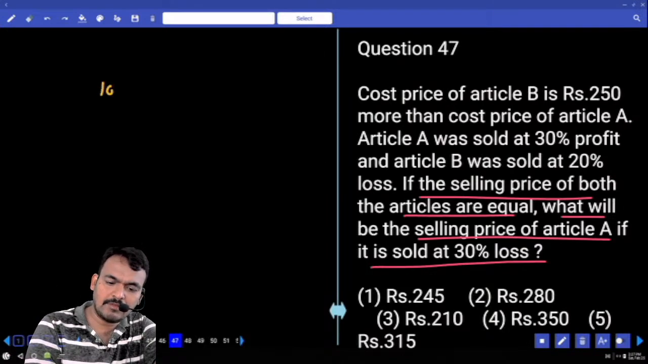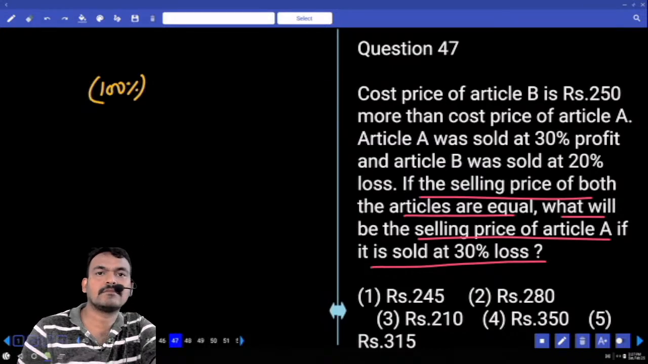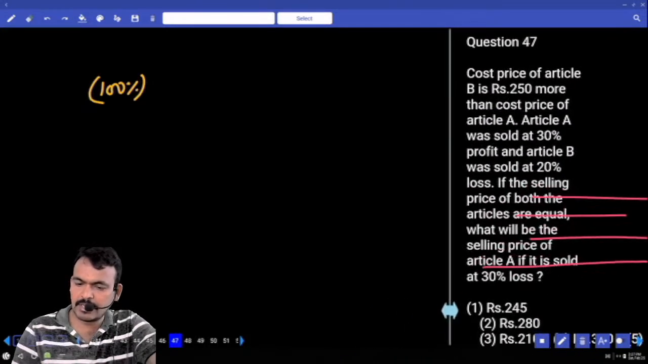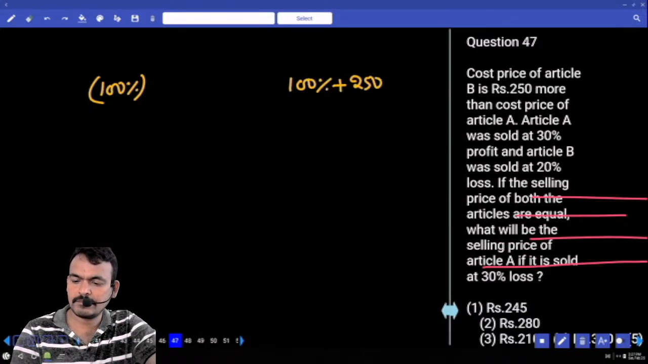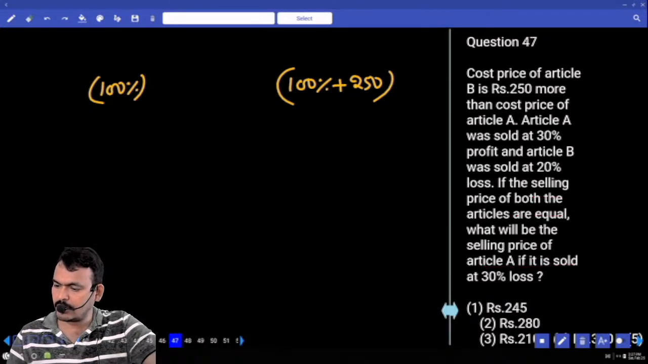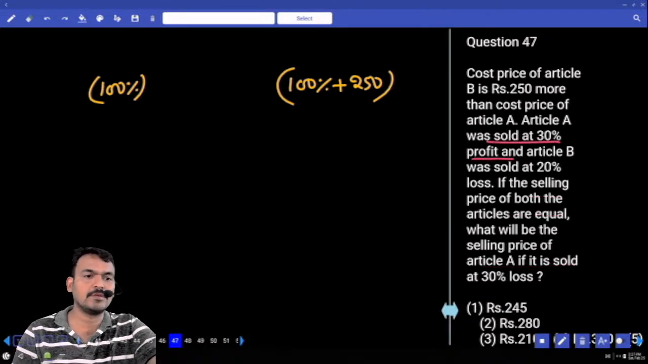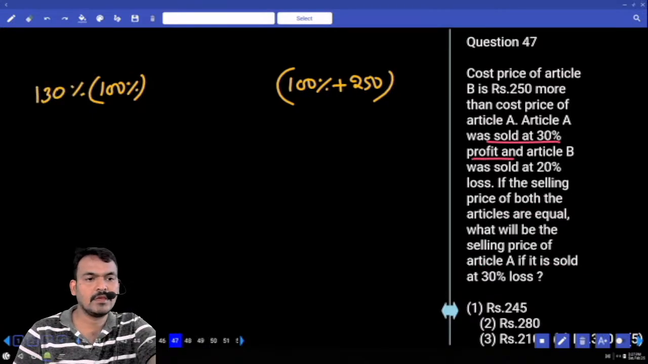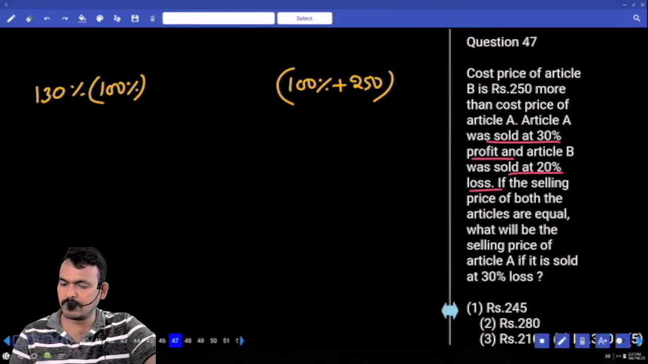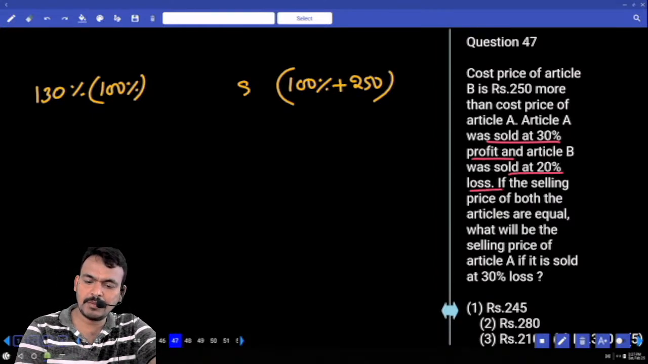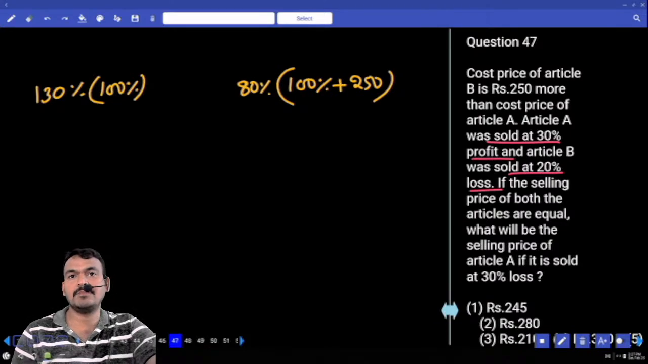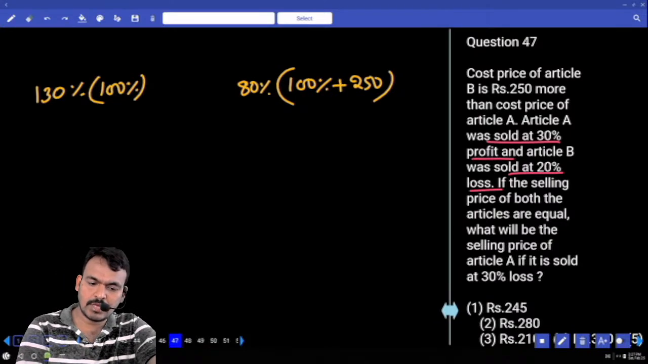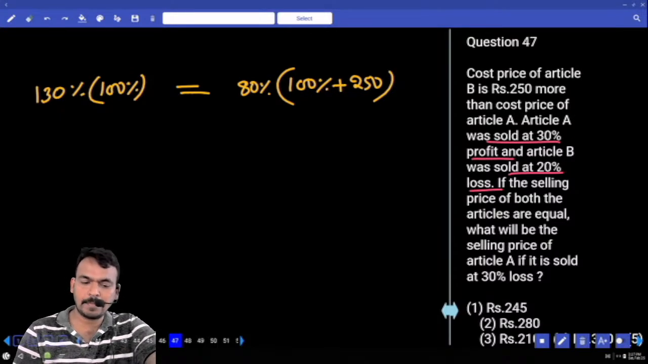Cost price of article A we consider 100%. Cost price of article B is 100% plus 250. First one is sold at 30% profit, so selling price is 130% of 100%. Second one is sold at 20% loss, so selling price is 80% of 100% plus 250. Both selling prices are equal, and both sides the zeros are cancelled.